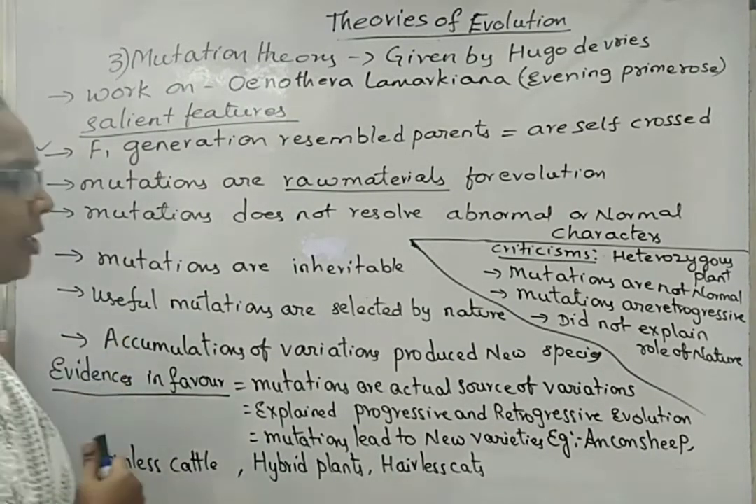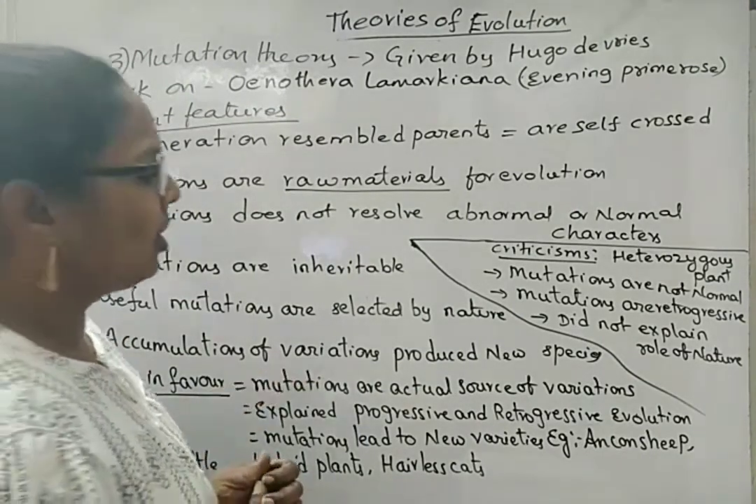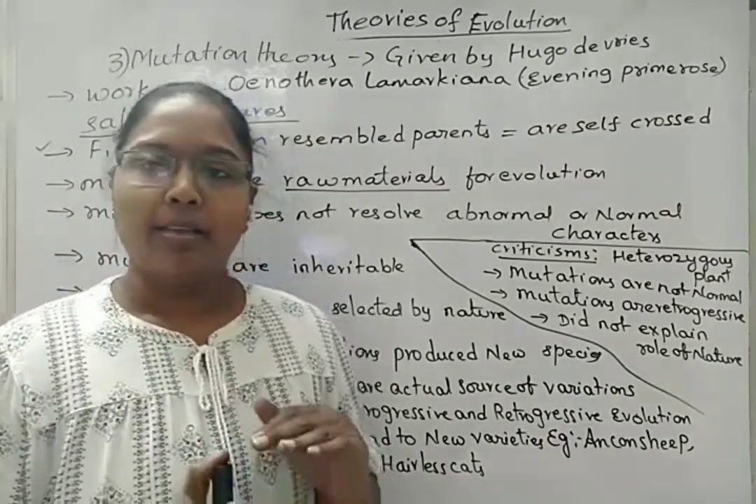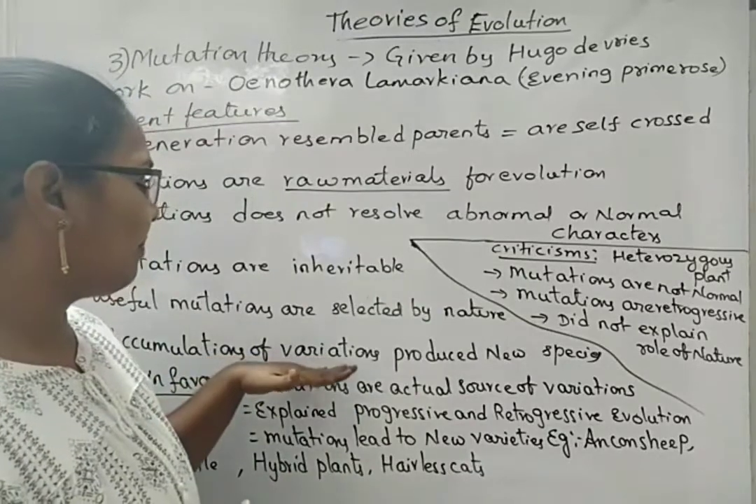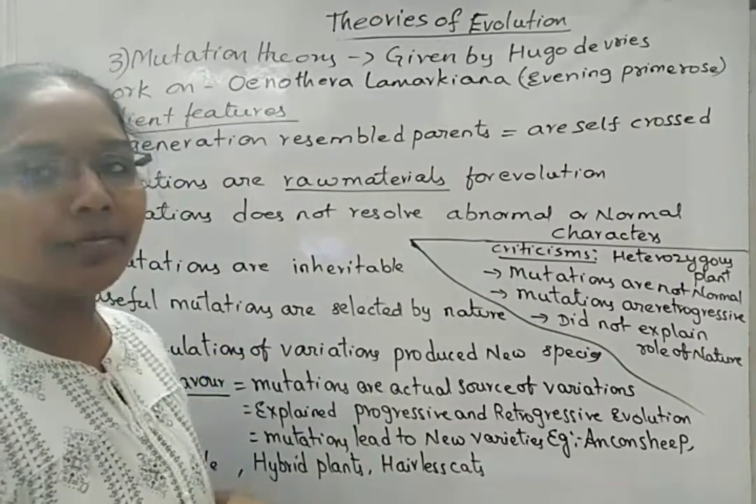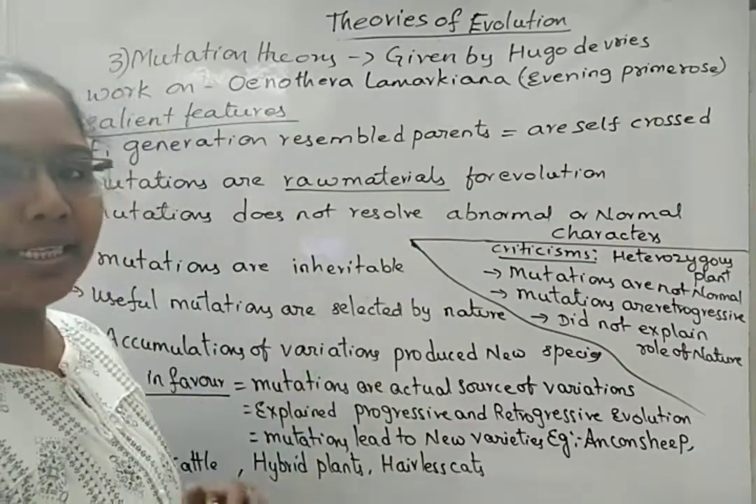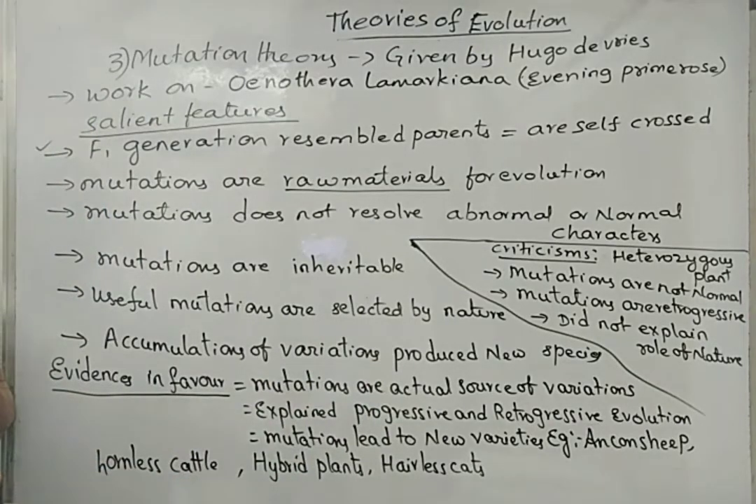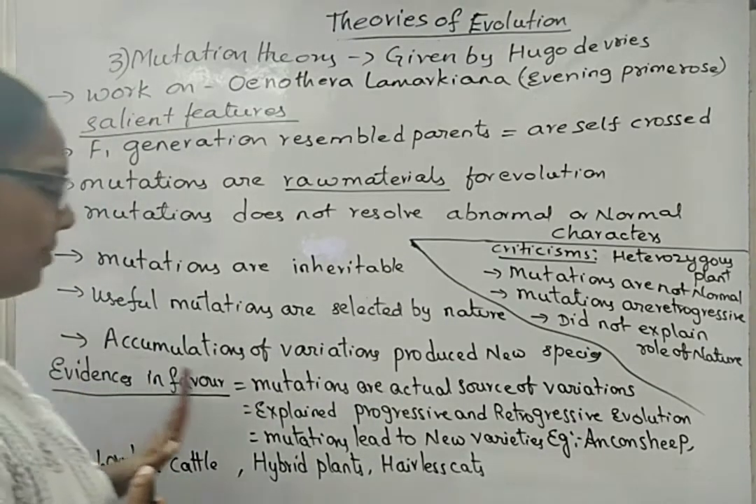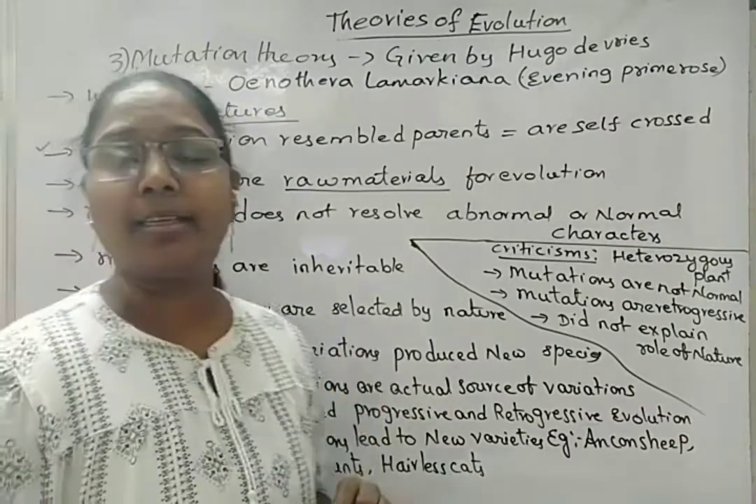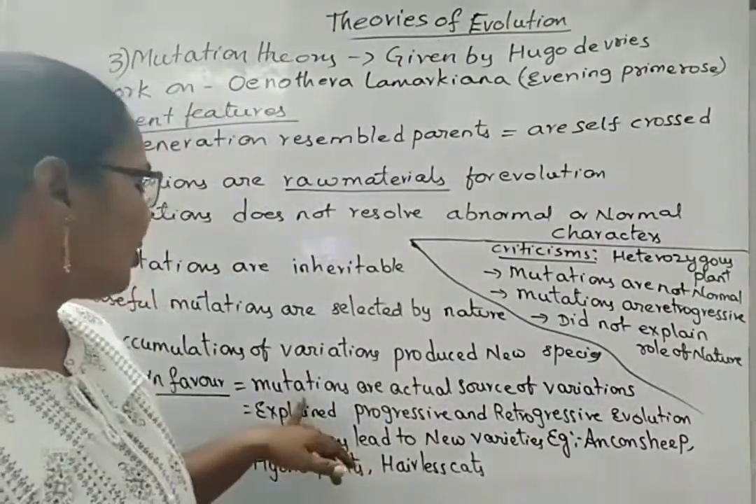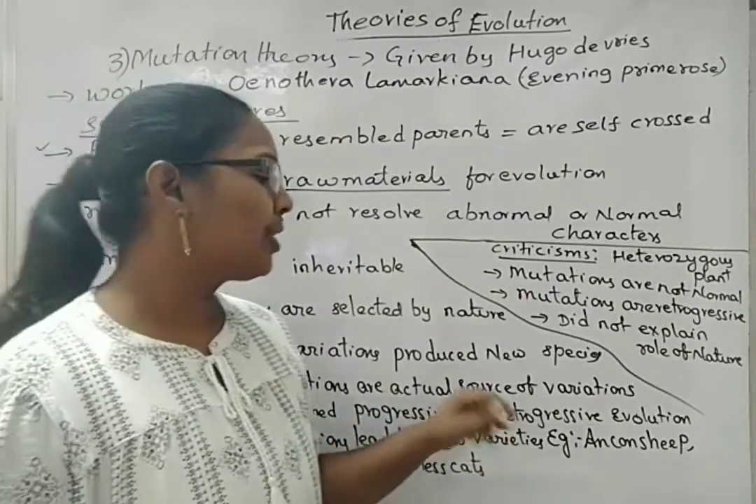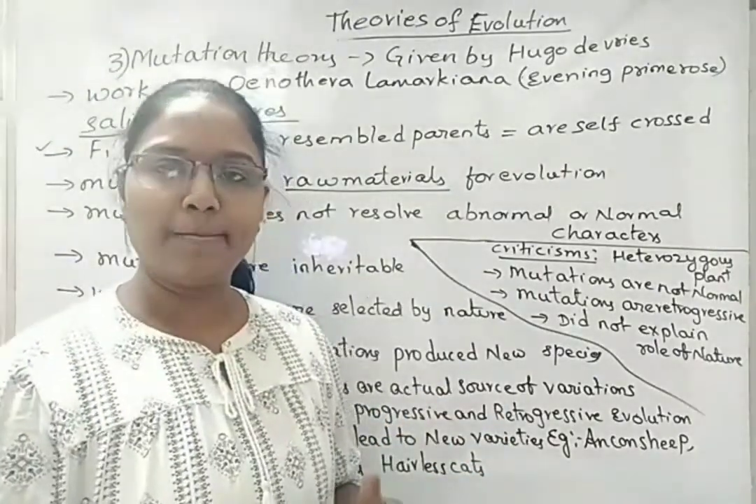Next, accumulation of variations produces new species. Without accumulation of alleles in different patterns, the variations will not exist. So this salient feature can also be considered true. What are the evidences supporting Hugo de Vries' mutation theory of evolution? First one, mutations are the actual source of variations.